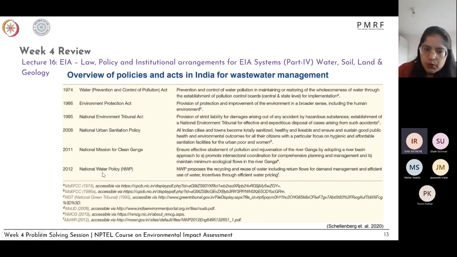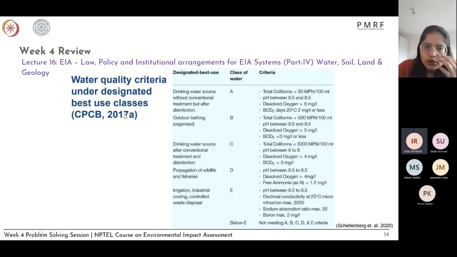And then we had the National Water Policy, or the NWP of 2012, which talks about recycling and reuse of water for maintaining the demands of water, because India faces water scarcity, still at rural levels. So we talk about recycling and the use of water and basically conscious use of water resources. And it talks about incentives for efficient water pricing, the efficient use of water, demand management, and all of those things. And then we have the water quality criteria under the designated best use cases.